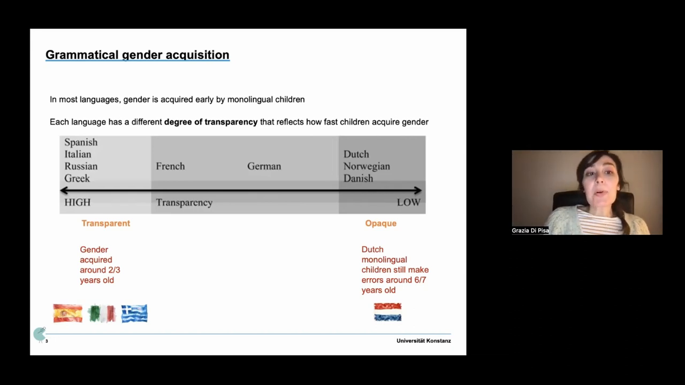So for example, for languages that are considered highly transparent, like Spanish, Italian, Russian, and Greek, usually gender is acquired early, around 2-3 years old. However, for languages that are instead considered opaque, like Dutch, Norwegian, and Danish, gender could be acquired a little bit later. For example, Dutch monolingual children still make errors around 6-7 years old.